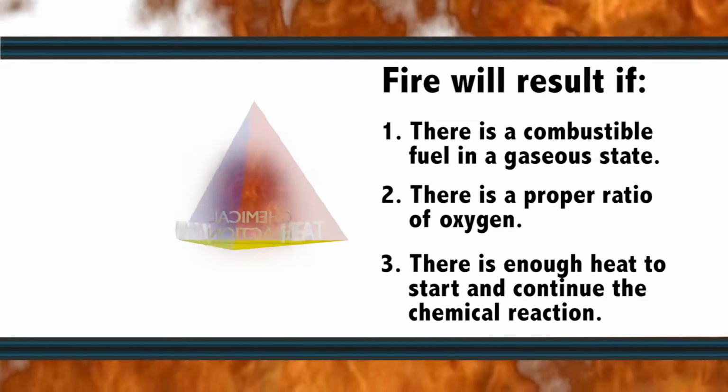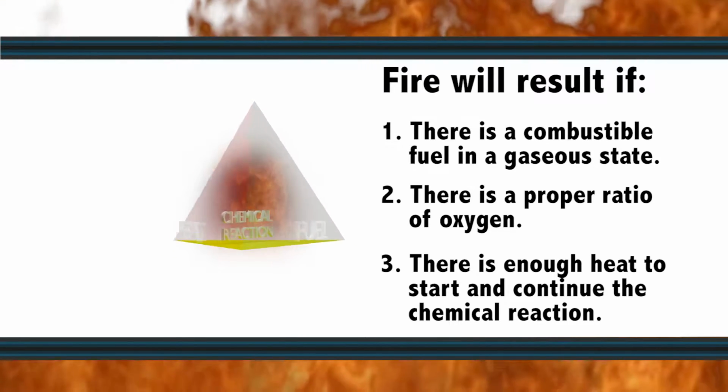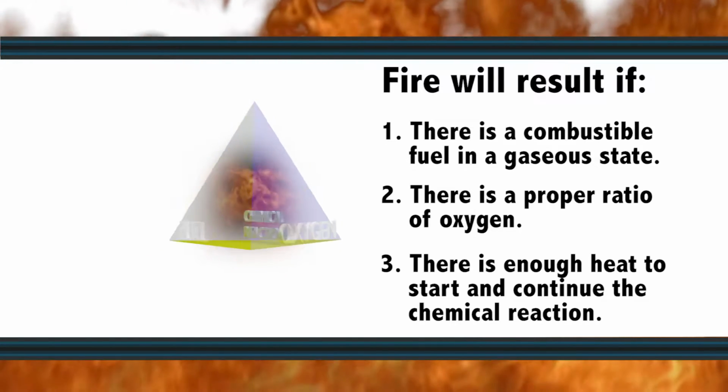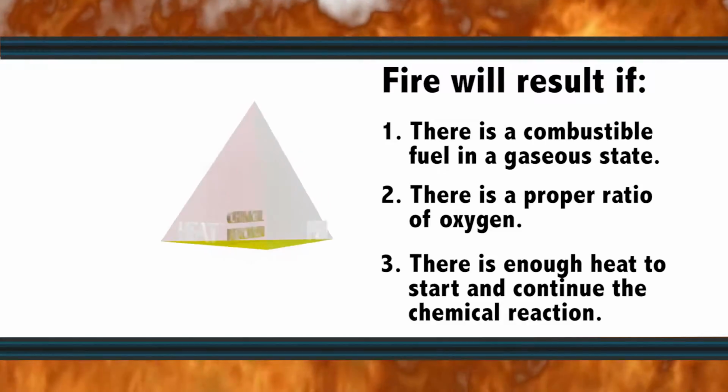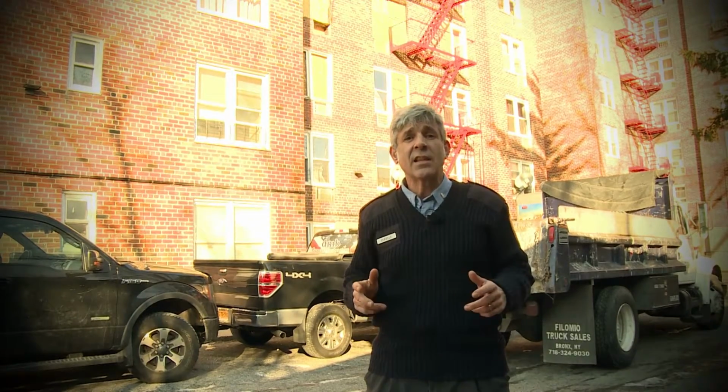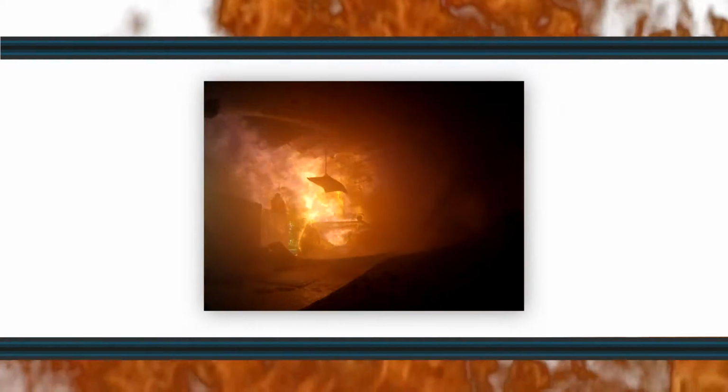Conversely, by eliminating any one of these components or affecting their ratios so that they are out of the accepted range, the fire will struggle and eventually it will go out. The leg of the fire tetrahedron that firefighters traditionally attack is the heat leg. With water, we cool the fire to a point where combustion doesn't occur.